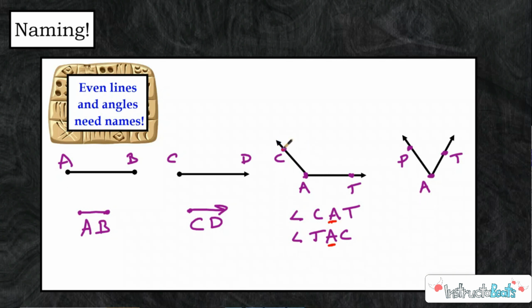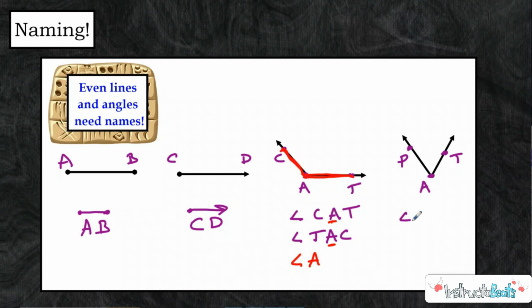So angle CAT would be from here to here. Angle TAC would be from here to here, obviously, and you're talking about the same angle. You're still talking about this space in between. You have to have the vertex in the middle, but it doesn't matter which letters you start with. Now, there's a third way, and you could just name this angle A, because angle A means that this is the vertex, so obviously these would be the two rays that help make it. So there's actually 3 different ways to name an angle.